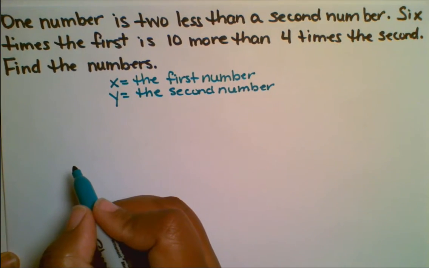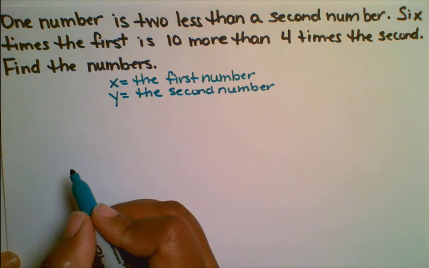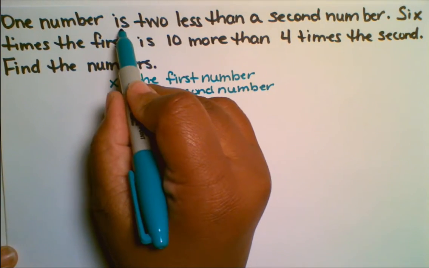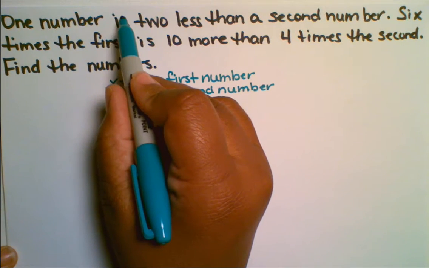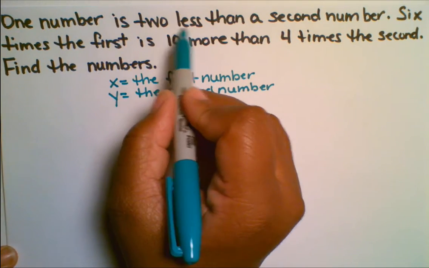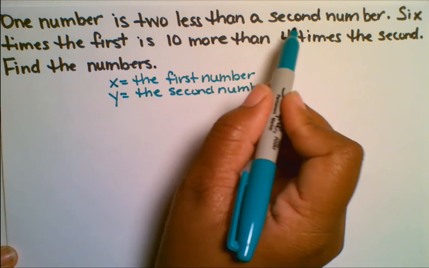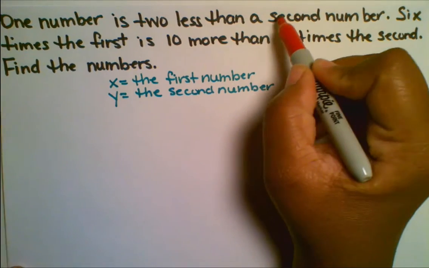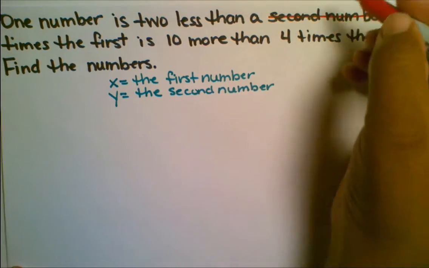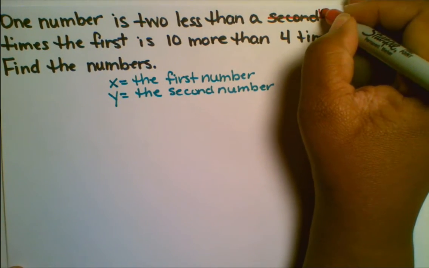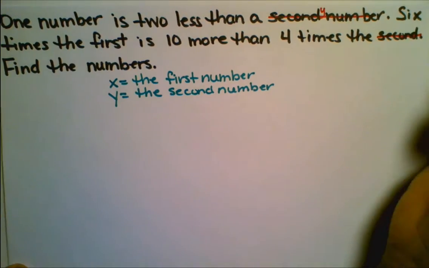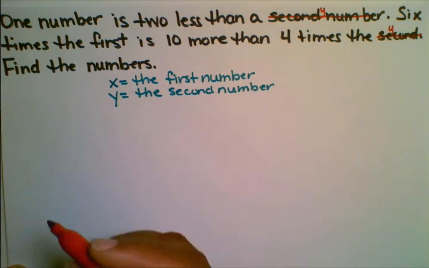All right, so let's look at our story. Look at the first sentence. It says one number is. Is represents the equal to sign. 2 less than a second number. So we've already said let y represent the second number. So wherever we see the second number, let's cross out that word and put the variable y.